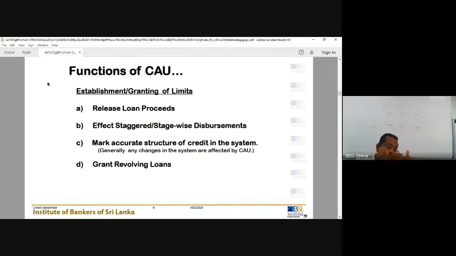If we need to disburse in stages, in several phases, CAU has to monitor and do the disbursement. If we have given a structure in the offer letter, then CAU has to put the same structure into the system. Short-term revolving loans granting has to be handled by CAU.